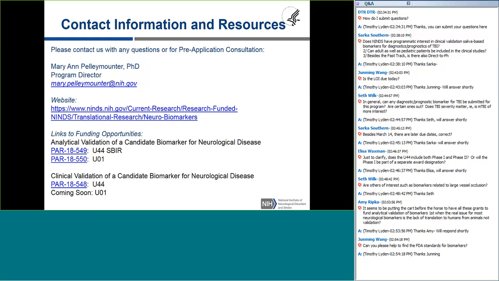Is drug efficacy monitoring a biomarker of interest? And the answer is yes. Again, we're completely agnostic when it comes to the type of biomarker. It just has to be a biomarker. I should emphasize, we are not talking about clinical outcome assessments or surrogate endpoints, so it has to be a biomarker.